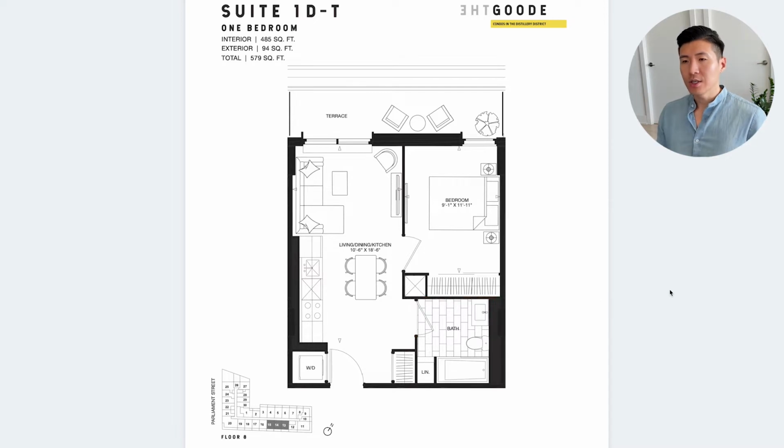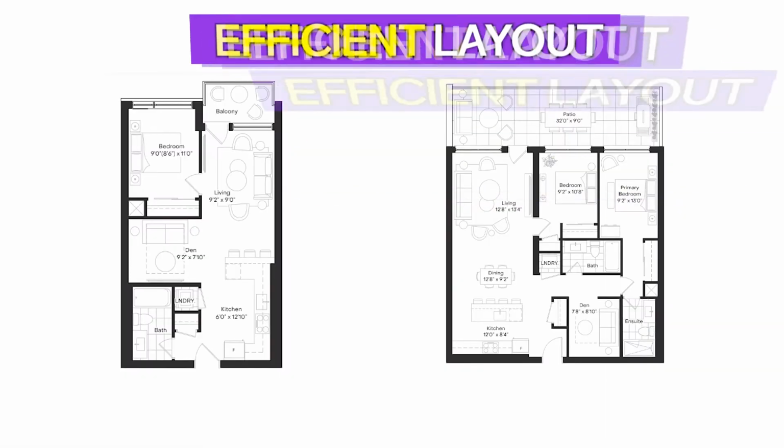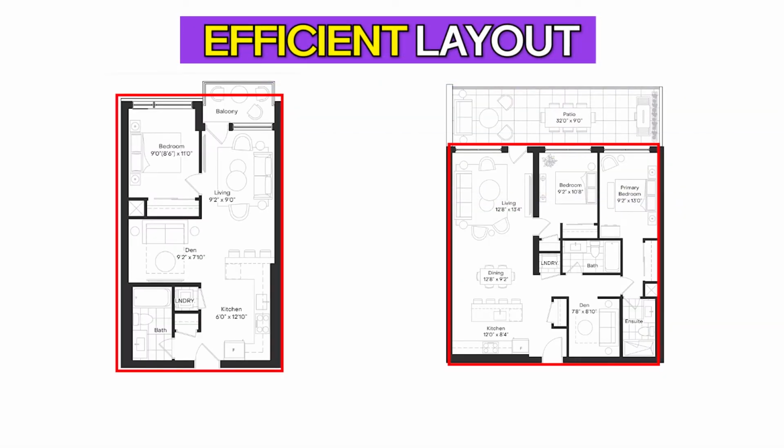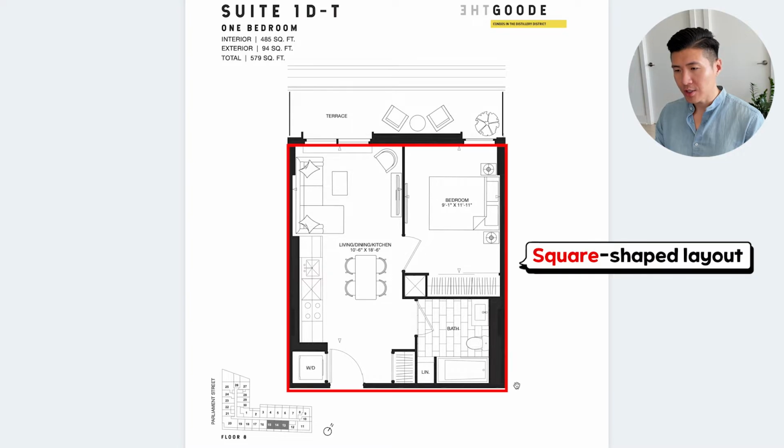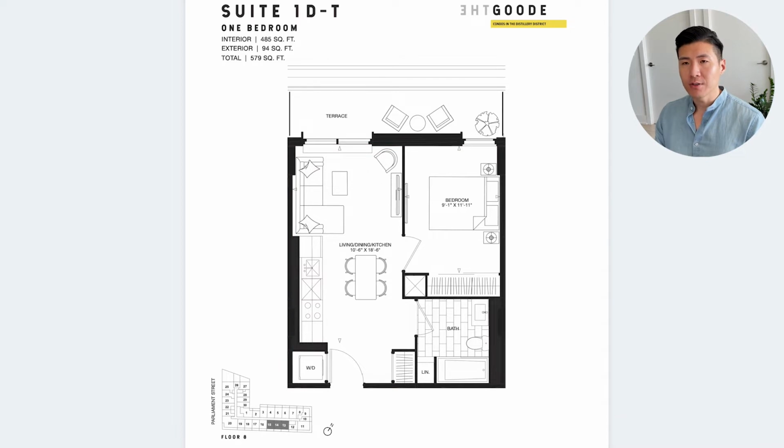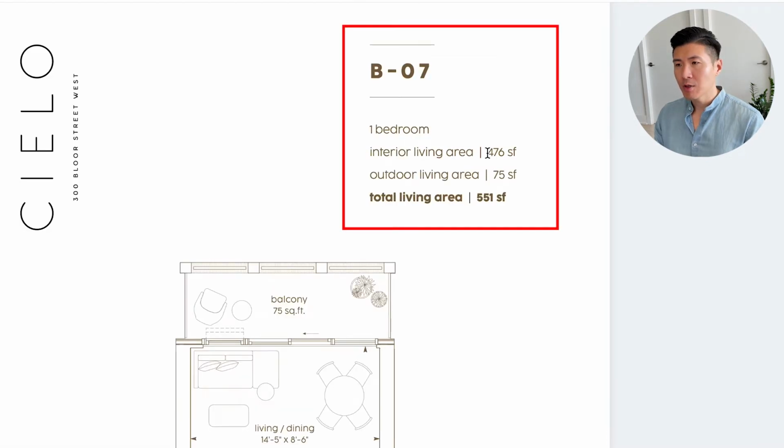As you can see, there are absolutely no dead spaces. For a one bedroom unit to have a very good efficiency, you want it as close to a square or a rectangle as possible. And as you can see, this is very close to a square. So this is a great example of an efficient layout. Let me give you another example of an efficient layout. This is a one bedroom, 476 square foot with 75 square foot outdoor space.